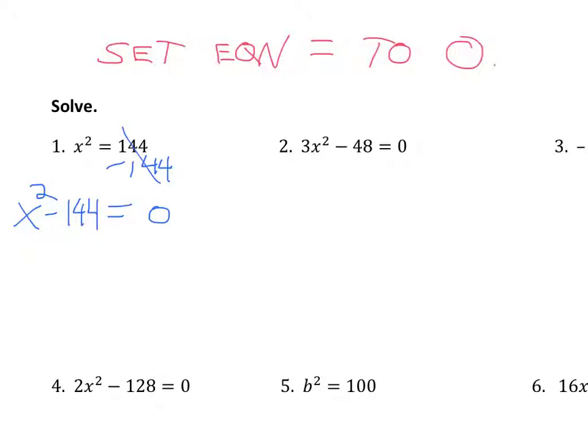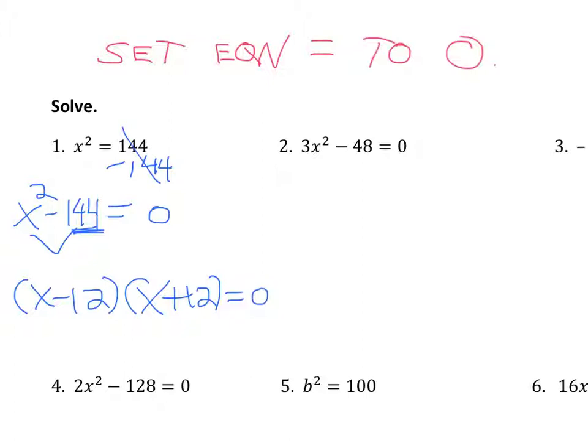There's no greatest common factor here. So we got to be thinking this is difference of two squares, and it is. 12 squared is 144. So this is going to factor to x minus 12 times the quantity of x plus 12. And if we set that equal to 0, we're just going to get x to equal 12. And then for the x plus 12, negative 12. So these are our two solutions.